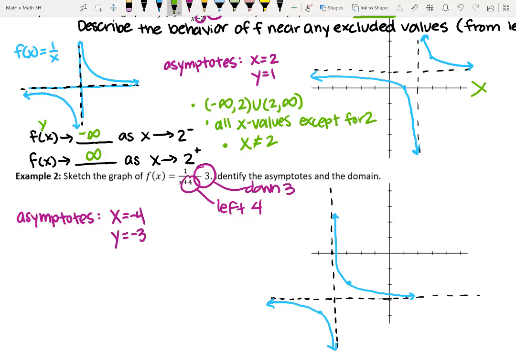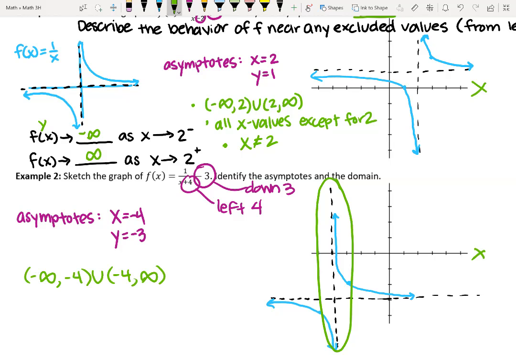And then the domain, again, there's a couple different ways to say this, but domain has to do with x values, and it looks like I hit every x value except for where the asymptote was, which was at the x value of negative 4. So I can either say negative infinity up to negative 4, and then negative 4 to positive infinity, pretty much everything except for the negative 4. I could also say that x does not equal the negative 4. It's everything except for that x value.